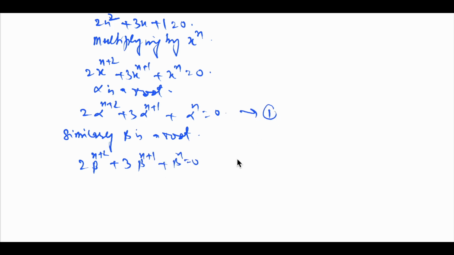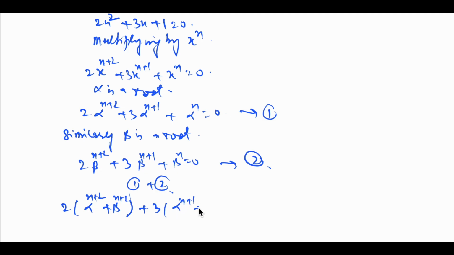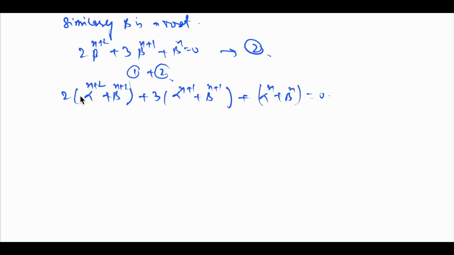This is equation 1 and this is equation 2. I will add equation 1 and 2. When I add, I can have 2 common, so I can say 2 times alpha power n plus 2 plus beta power n plus 2, plus 3 is common, alpha power n plus 1 plus beta power n plus 1, and plus alpha power n plus beta power n is equal to 0. Now this is Sn plus 2. I can say 2Sn plus 2 plus 3Sn plus 1 plus Sn is equal to 0. So this is the formula.